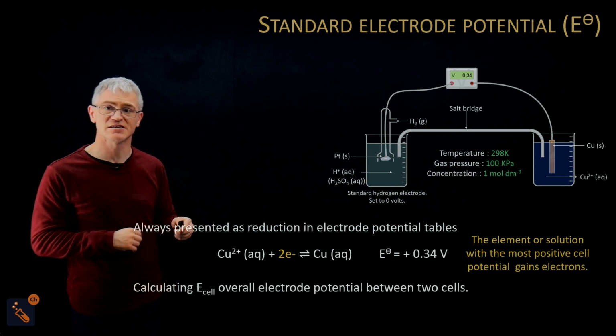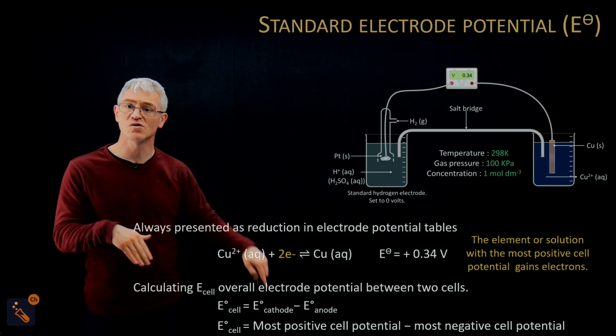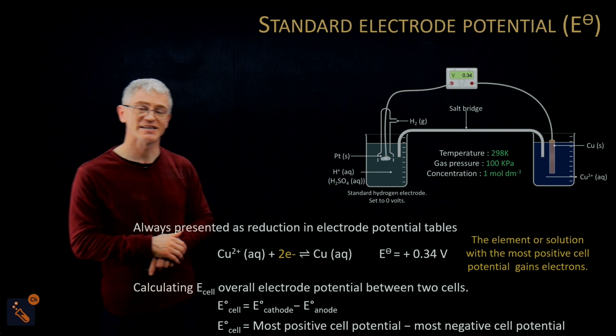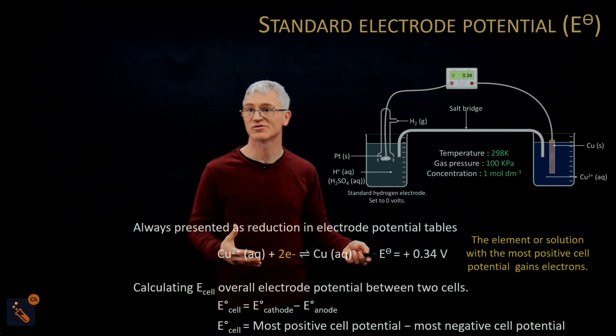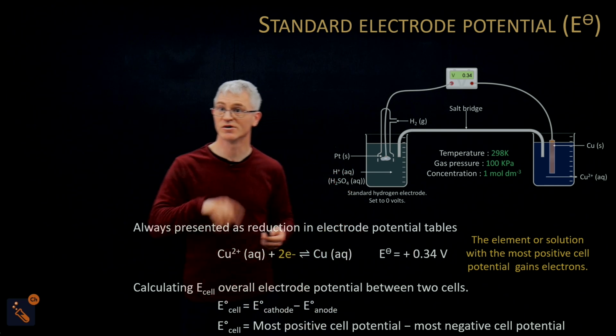Now calculating the E cell, the overall electrode potential between the two, is just the cathode minus the anode, or in easier words, the most positive one minus the most negative one. And that can be used in exams. We've got an exam style questions video on this as well, which is well worth a watch.